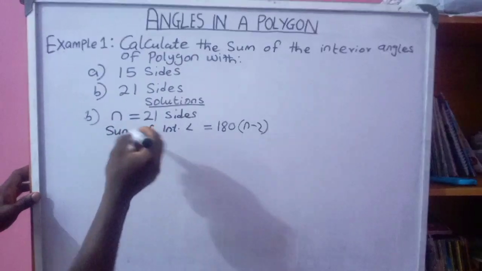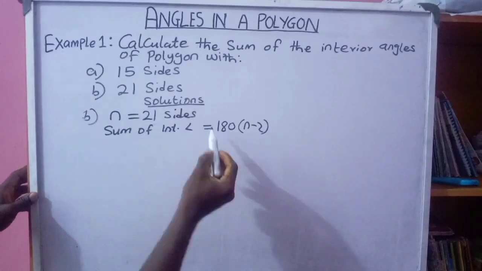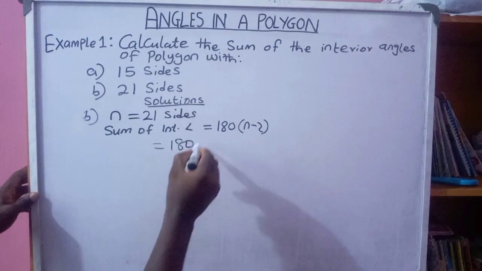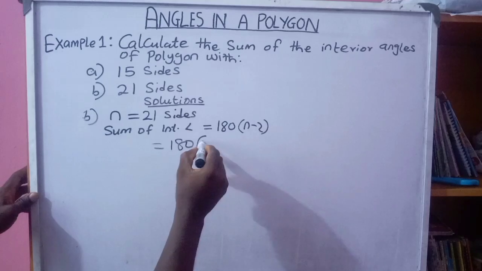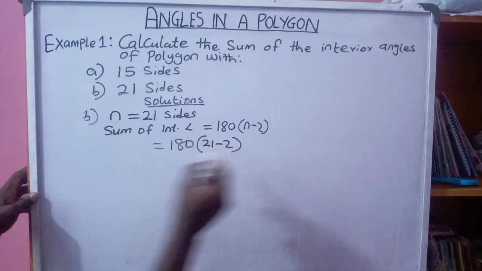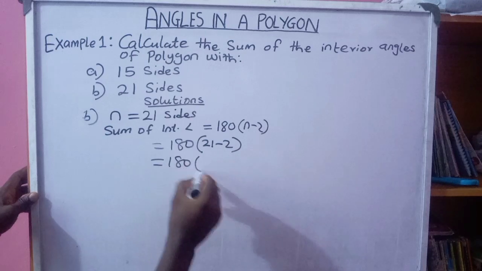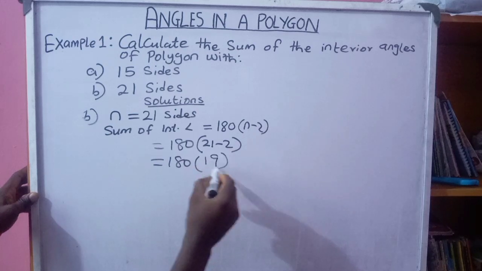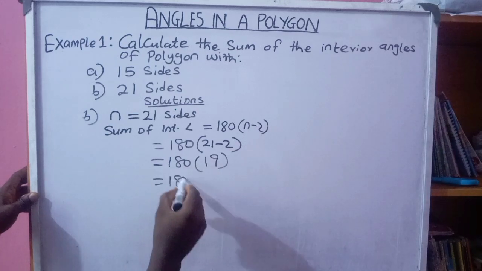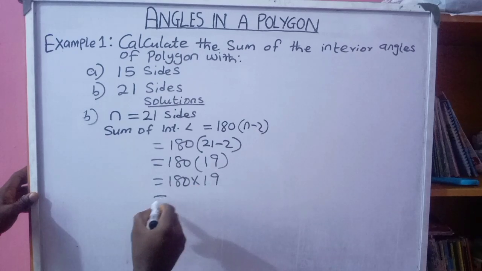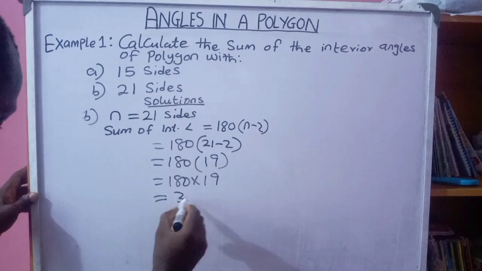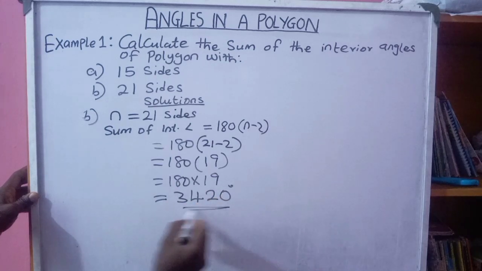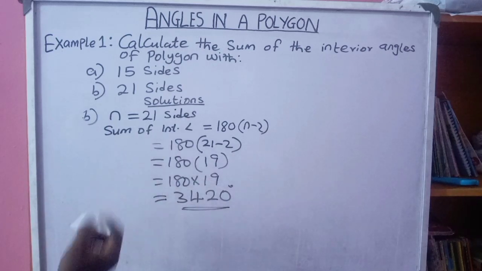Here we have the number of sides as 21. To substitute the value of n in the formula, that will give us 180 bracket, in place of n we write 21 minus 2. That gives us 180 multiplied by 21 minus 2, which is 19. That is to say, 180 multiplied by 19, which gives us 3,420 degrees as the sum of the interior angles of a polygon with 21 sides.